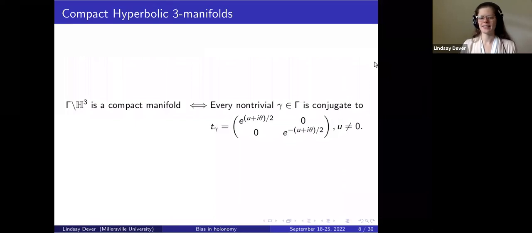Okay, so it turns out that the condition that H mod gamma is a compact manifold is equivalent to asking that every non-trivial element of gamma is conjugate to a diagonal matrix that is non-torsion. So these are the kind of manifolds that I work with.